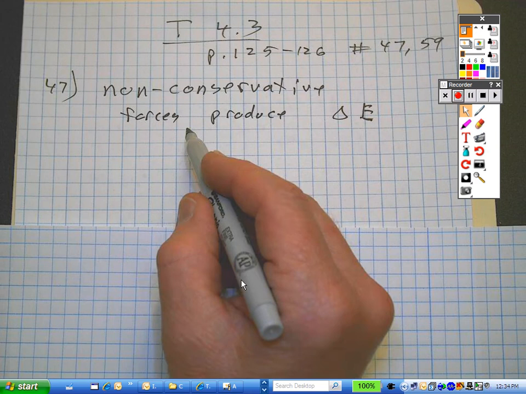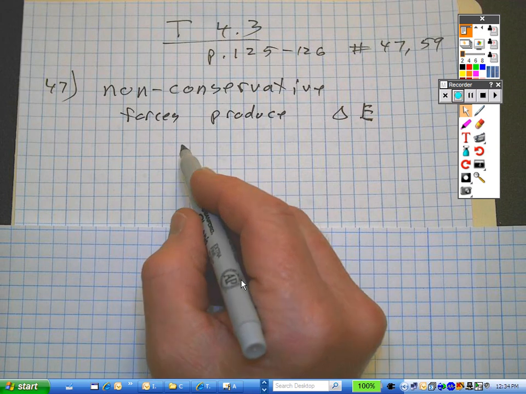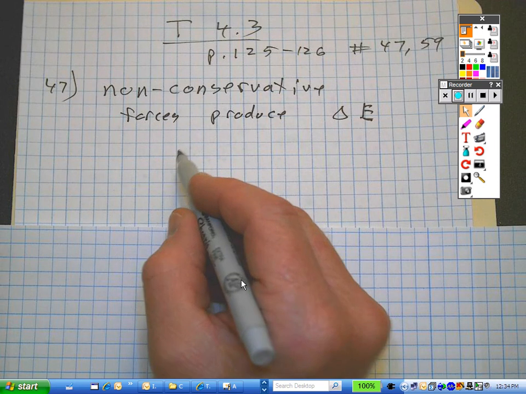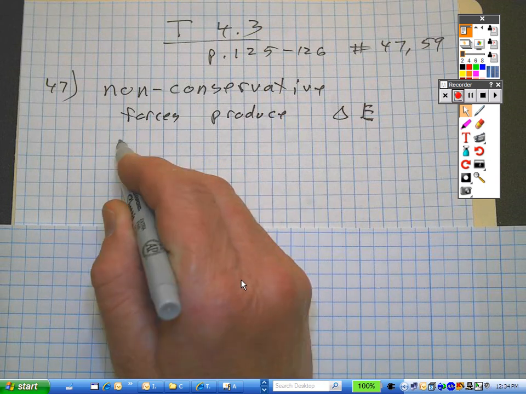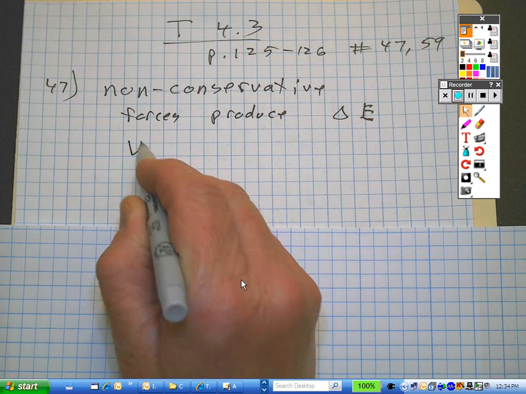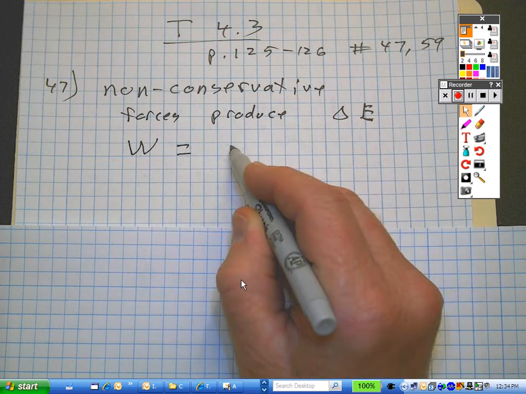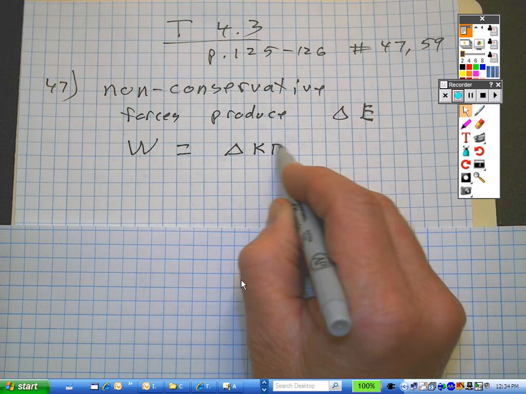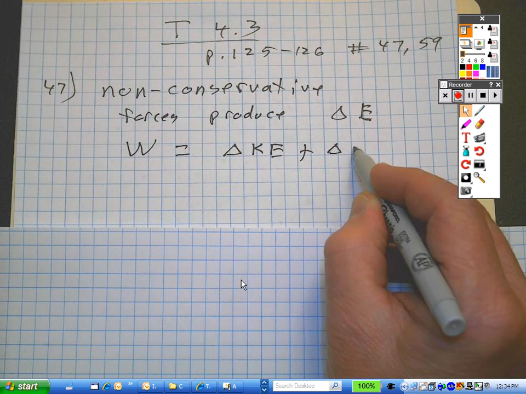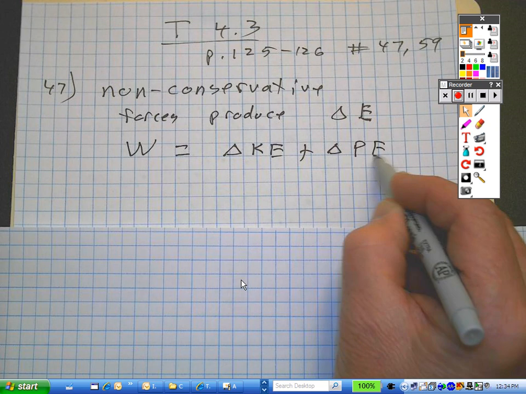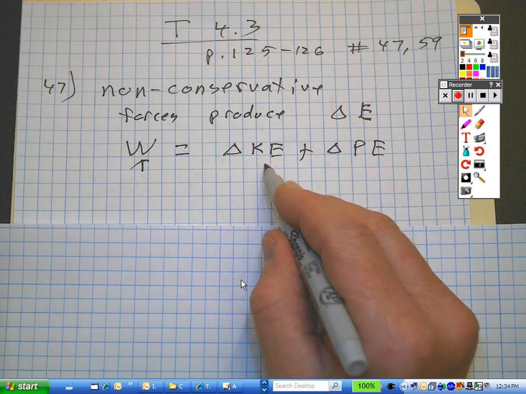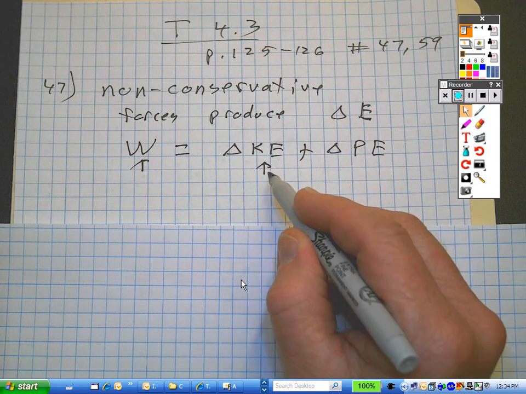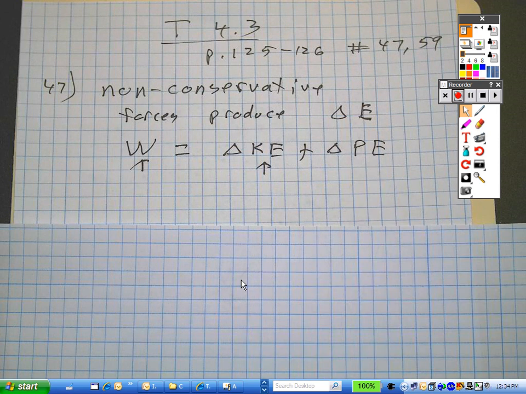So there's the start for number 47, is to realize that when you do work on something with a non-conservative force, then that work turns into a change in energy. Well, the work here is given in the problem, so that work produces a change in the kinetic energy and a change in the potential energy. It just so happens that they tell us what the work is, and they give us sufficient information to find the kinetic energy. It's simple algebra from there.